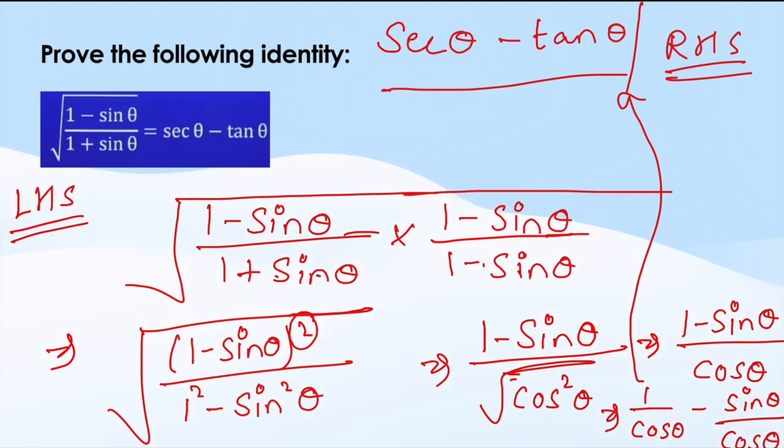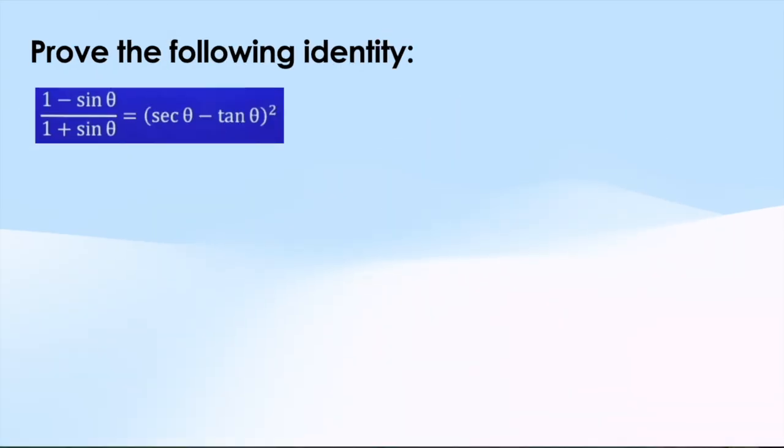So always remember, if something is written under root, our first priority should be to remove that root. How to remove the root? If you can make any identity, that's better. If not, then rationalize it. Rationalization means if two numbers are written and they are joined by plus or minus sign, just change the sign. Multiply the numerator by that and denominator by that, and you will get the answer. Clear? Coming to the next question now.